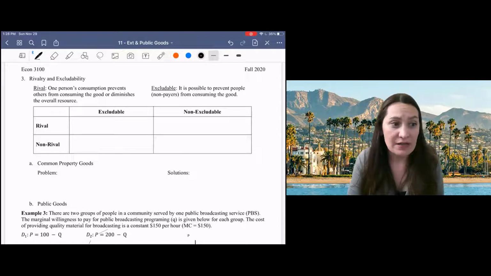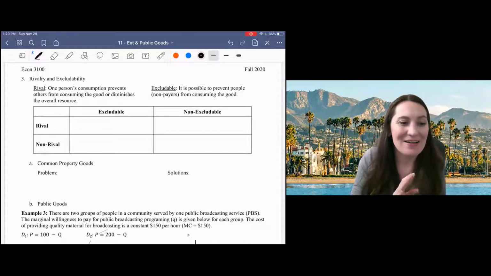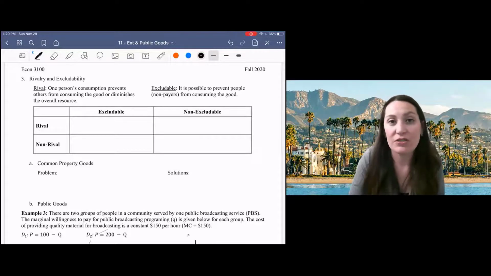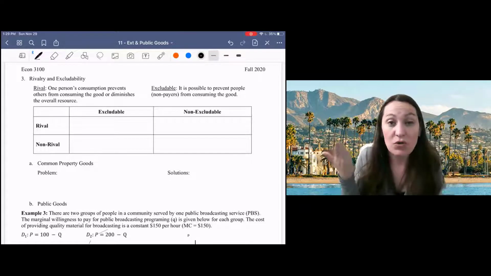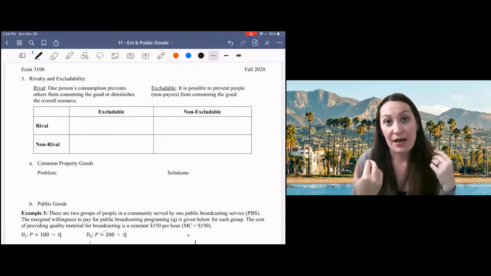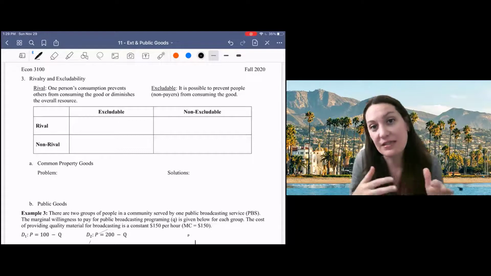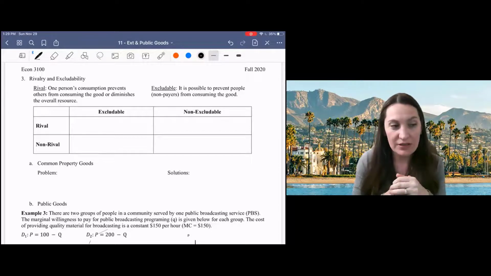So rivalry is referring to how we consume the product. Is the product diminished? Is the overall resource diminished with consumption? For example, if I eat a sandwich, there are fewer sandwiches, right? Two people can't just eat the same bite of sandwich. So that's an example of a good that's rival, but not all goods are rival. For example, if I'm listening to a song on the radio, you can also listen to the song on the radio. We can both derive utility from that, and it doesn't diminish the ability of anyone else to also listen to that song. So not all goods are rival in that they diminish the resource with consumption.